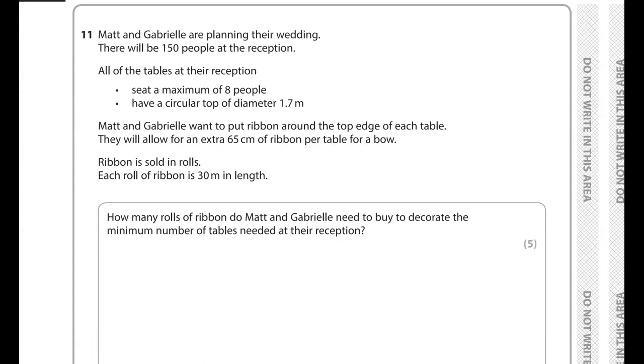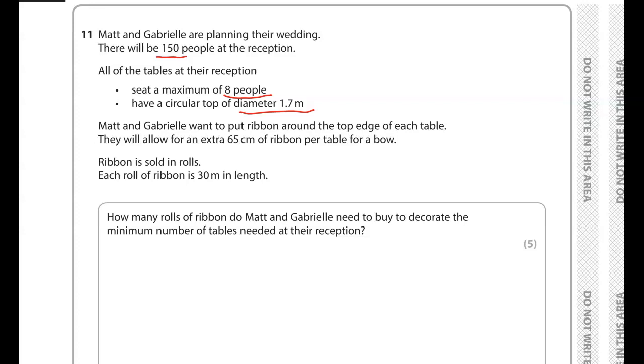Matt and Gabrielle are planning their wedding. There will be 150 people at the reception. All of the tables at the reception seat a maximum of 8 people and have a circular top of diameter 1.7 meters. Matt and Gabrielle want to put ribbon around the top edge of each table. They will allow for an extra 65 centimeters of ribbon per table for a bow.